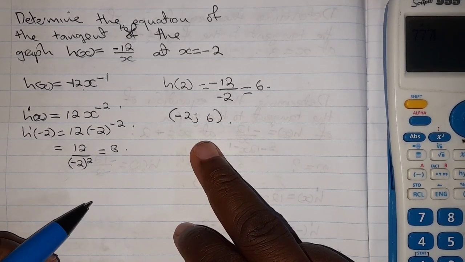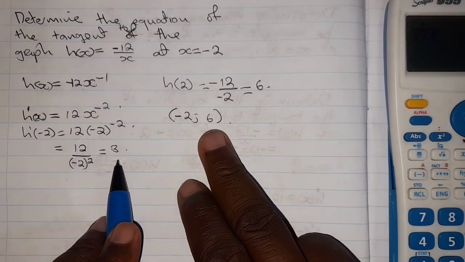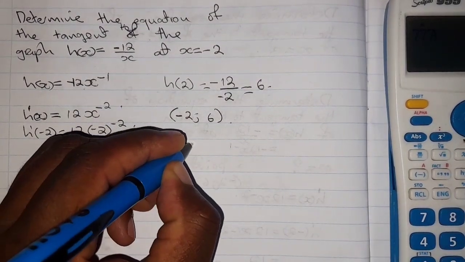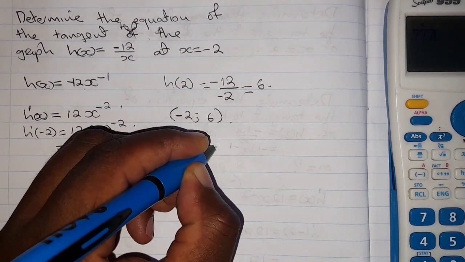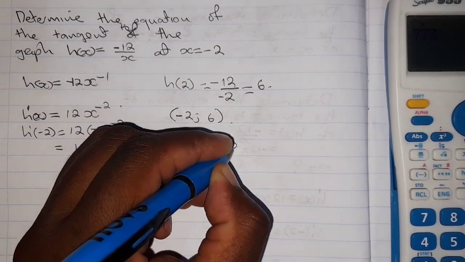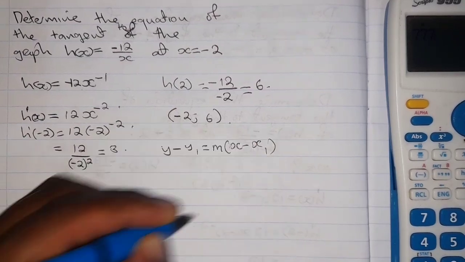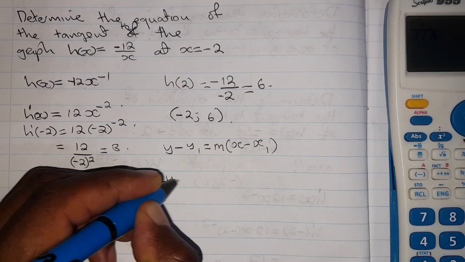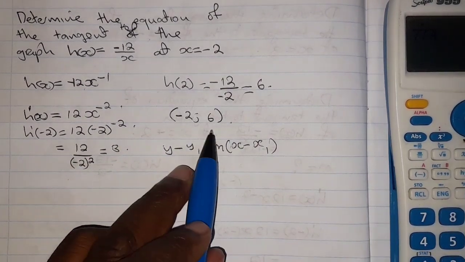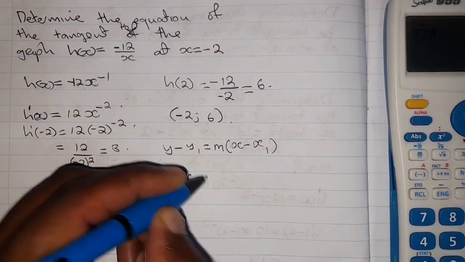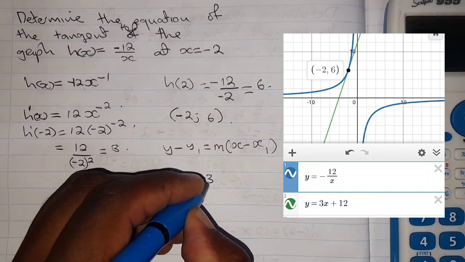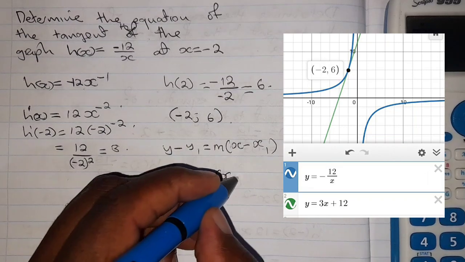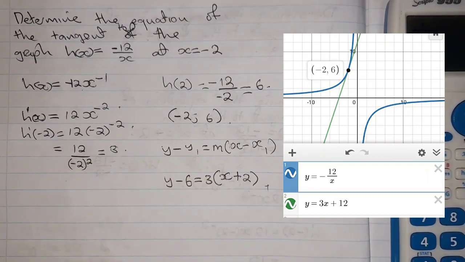So we now have all that we need, our gradient and the point. So y minus y1 is equal to m bracket x minus x1. Then substitute there: y minus 6 is equal to our gradient, which is 3, so it's 3 bracket x minus negative 2, so it becomes positive.